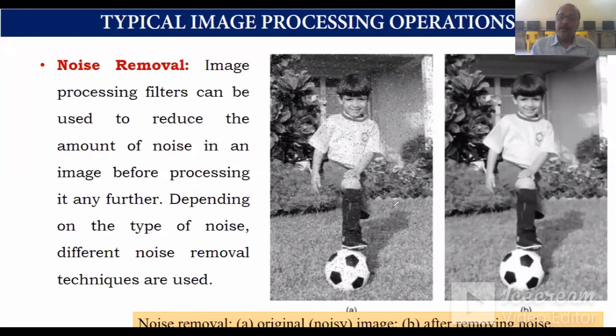So that's why the first important operation of image processing is noise removal. You can remove the noise, and there are different types of noise, such as Gaussian noise or Laplacian noise. Based on the type of noise, we can use different techniques. We have to study how to add noise and how to remove noise in the next chapters. So this is the second important thing.